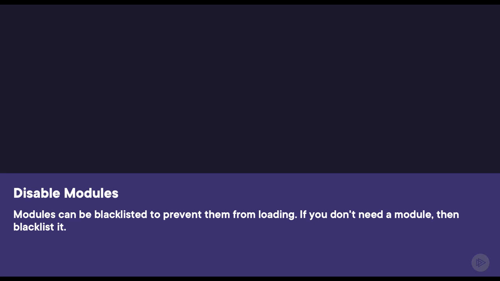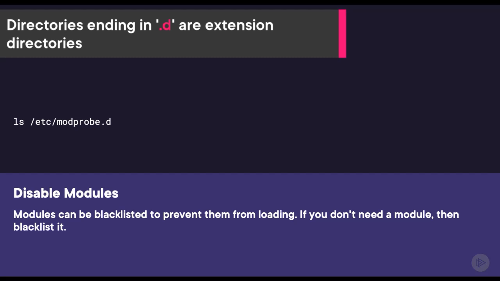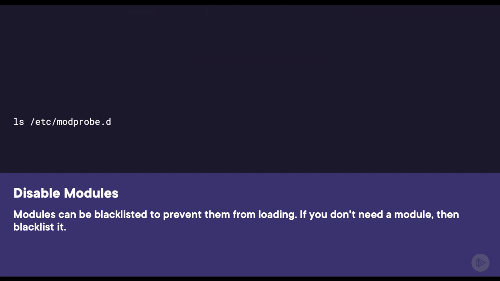So we have seen that we can load and unload modules, but what if we never want a module to be loaded? We can do that through blacklisting a module. If we take a look inside of the /etc/modprobe.d directory, very often in Linux, directories that end in .d are extension directories. So this is really an extension of the file modprobe.conf.